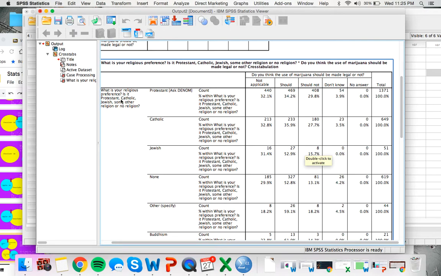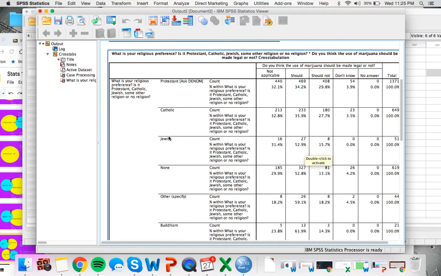Okay? But what's important to realize is that you're reading this across and then up to interpret it. Of people who are Protestant, 34.2% said that we should make marijuana legal. Okay?